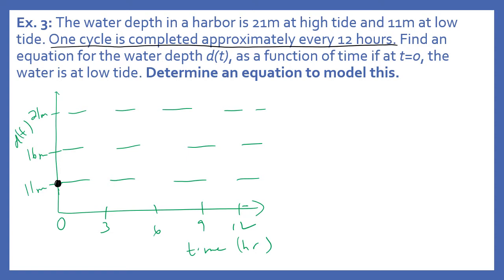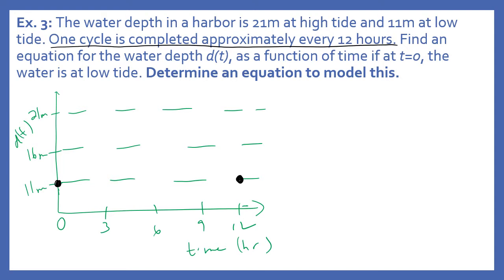We need to find the equation. Find an equation, because again, there are an infinite number of equations you could use. One cycle is completed every 12 hours. Well, that means if I start at 11, 12 hours later, I should be right back to where I started. Okay, and that's our minimum point.